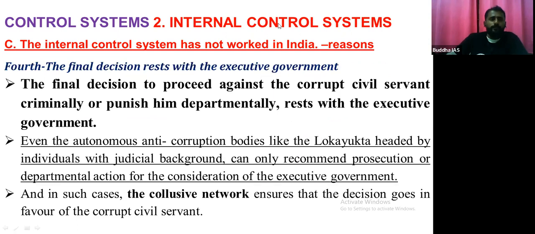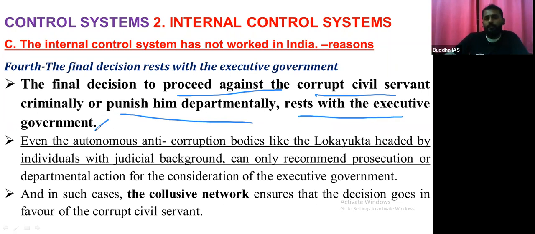The fourth one: the final decision to proceed against the corrupt civil servant criminally or punish him departmentally rests with the executive department. Since the final decision is taken by the executive, he generally won't take things that seriously or punish them with stringent measures, because he will have the backing of all the people who are involved in corruption. There is a collusion here.